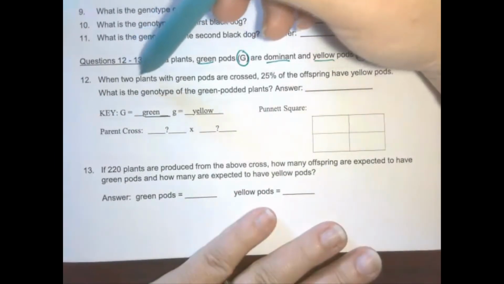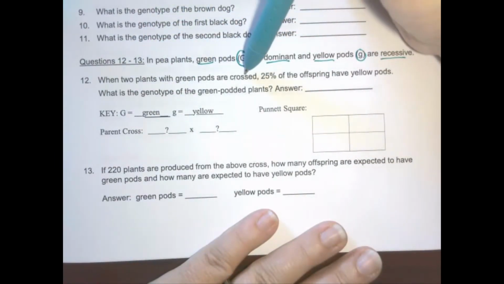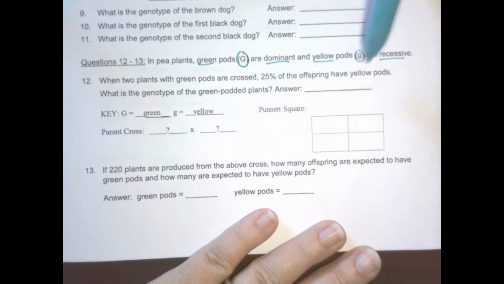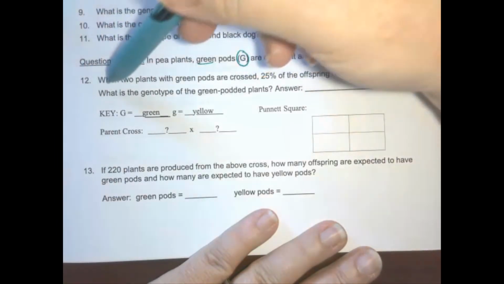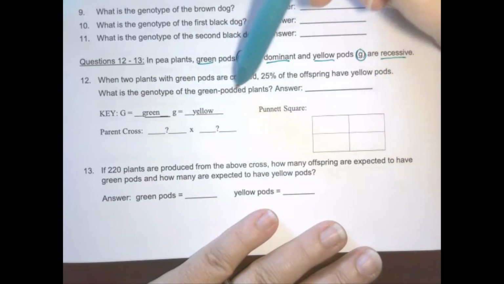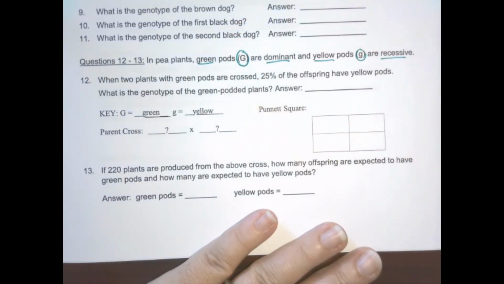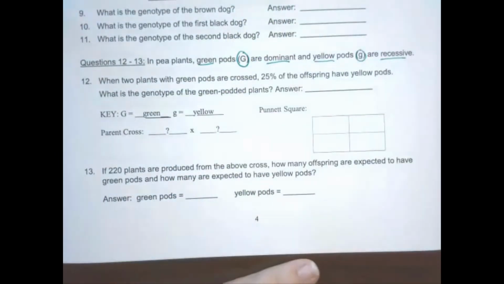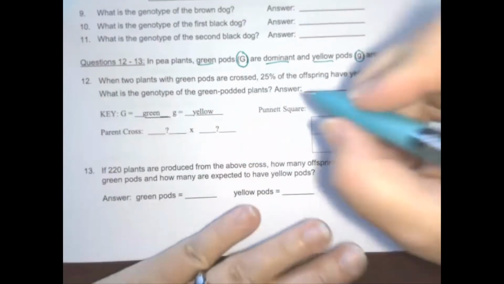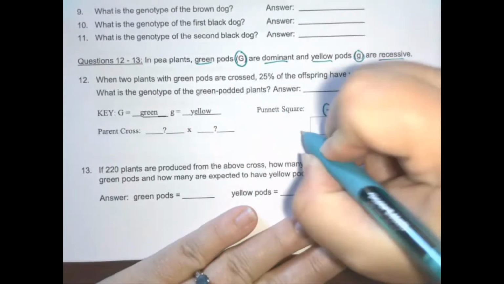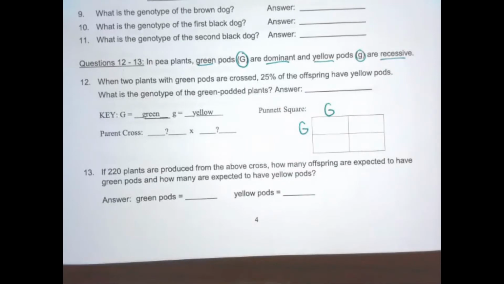Now it says when 2 plants with green pods are crossed, 25% of the offspring have yellow pods. What is the genotype of the green podded plants? Okay, so this goes back again. We're trying to figure out what these parents are. Now we knew they were green. So we have to have at least 1 big G in order for them to be green, correct?